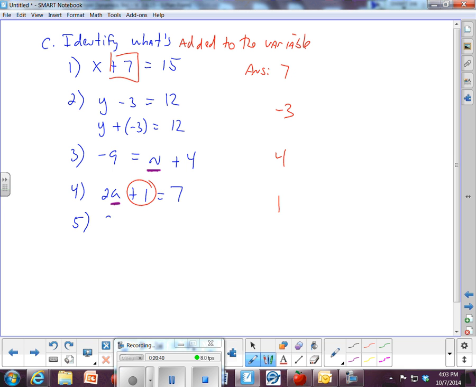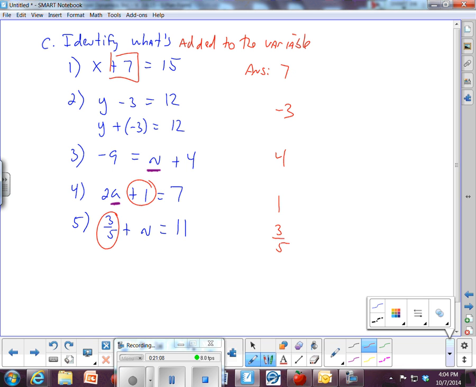How about 3/5 plus n equals 11? 3/5 plus n equals 11. What's the thing added to the variable? I hope you'll think the 3/5, right? Commutative property, you can think of that if you need to. But it's this 3/5 that's added to the variable, and that's what we need to move by adding its opposite to both sides. Here's an odd one. This will be our last one, and then we're going to actually get to it.